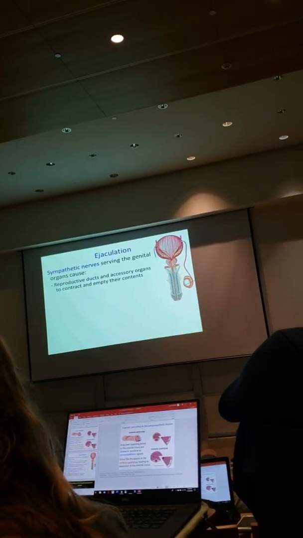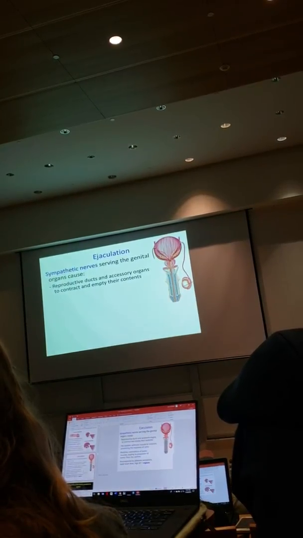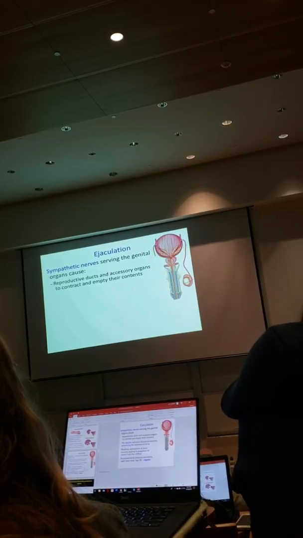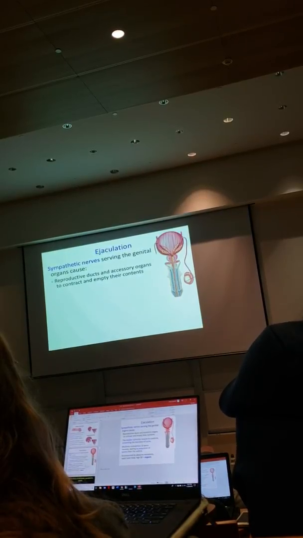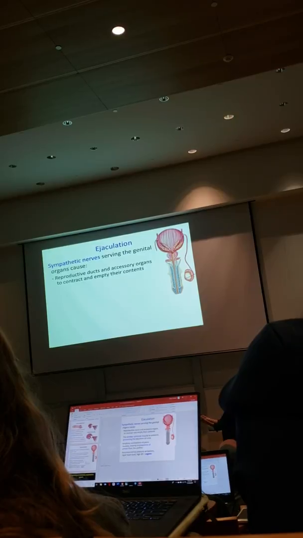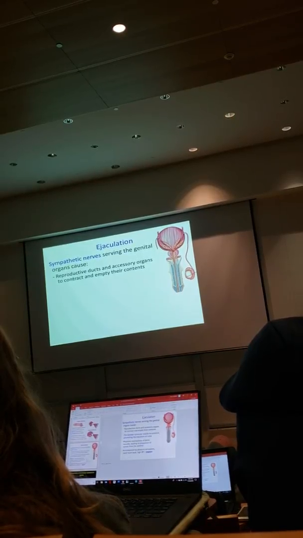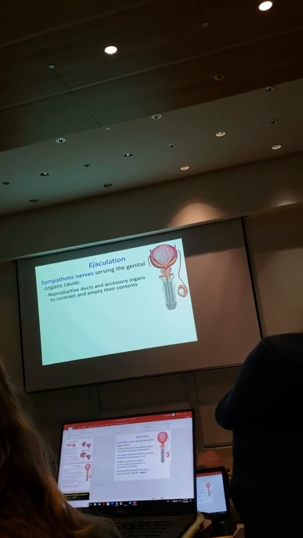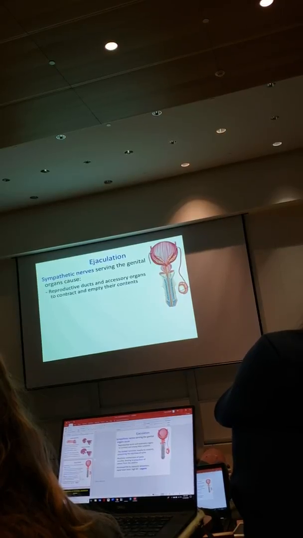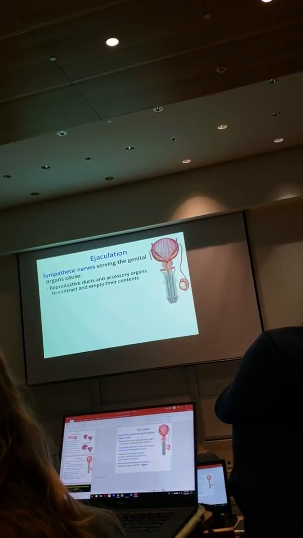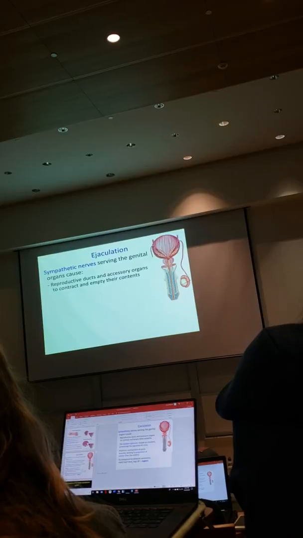So the sympathetic division is going to cause, A, the reproductive ducts and all the accessory organs to contract and empty the contents. That's together making what? I said that already? The semen, with all the nutrients, with all the developing factors, with the fructose and so on. Okay?